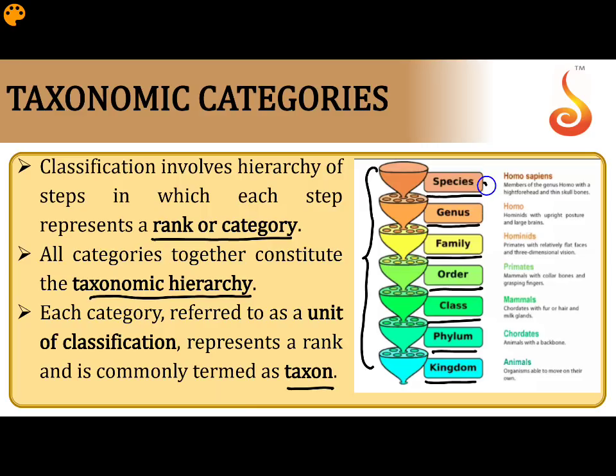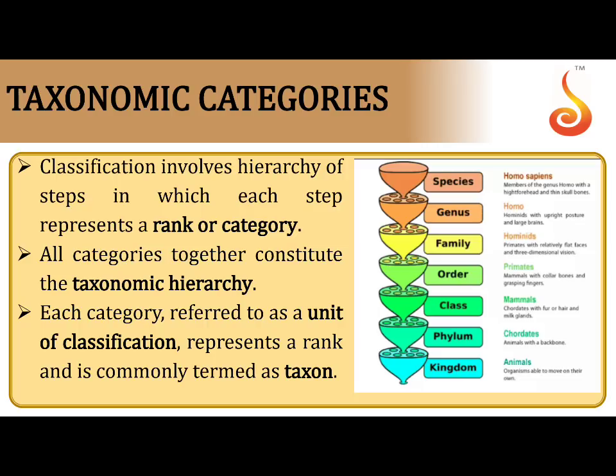So, what is a taxon? Species is a taxon, genus is a taxon, family is a taxon, order is a taxon. Each of them is individually a taxon. In short, the unit of classification is represented by the word taxon. So, let us try to understand this and memorize this. Always remember that species is the smallest part and the largest part is kingdom.